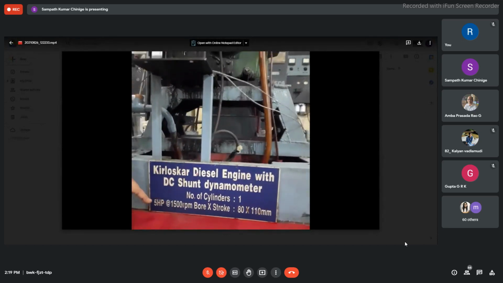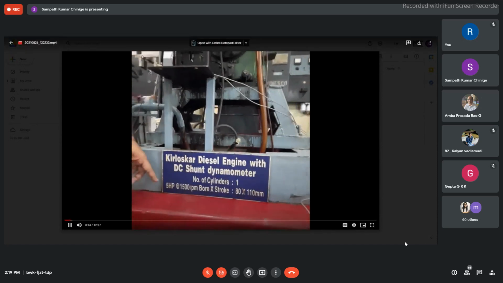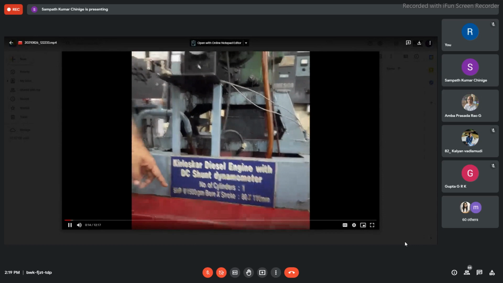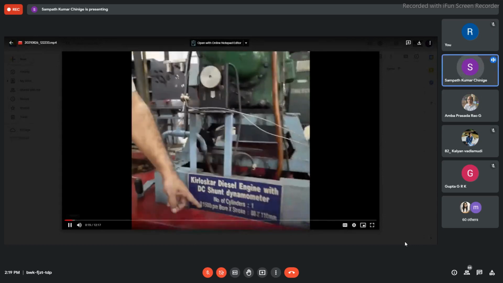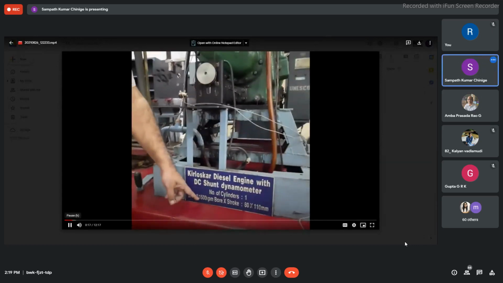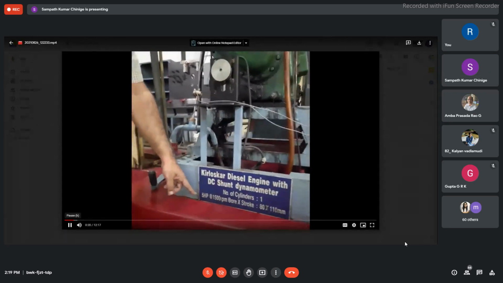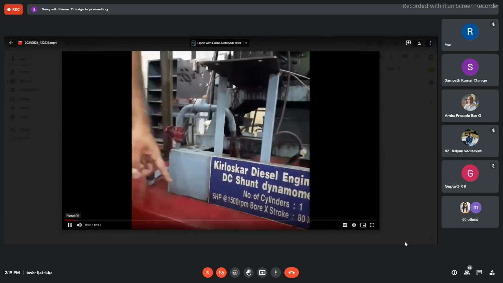means when you load the engine to that extent, shall I close and open it once again? Supplying the fuel, it is streaming. Okay, at 1500 RPM, it will develop a safe power of 5 HP. Okay, no.